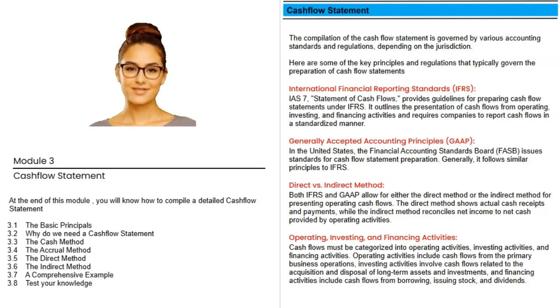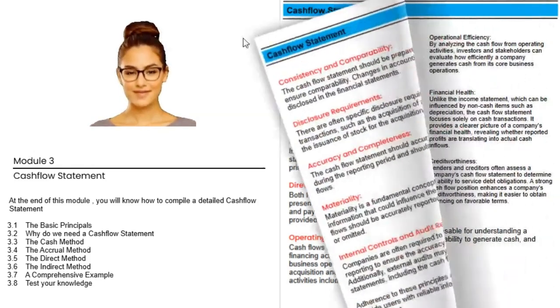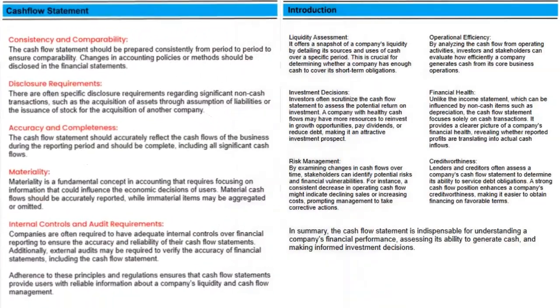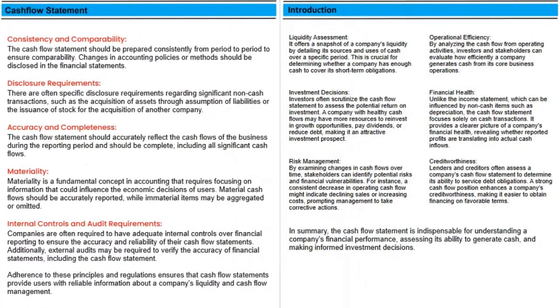We now come to consistency and comparability. The cash flow statement should be prepared consistently from period to period to ensure comparability. Changes in accounting policies or methods should be disclosed in the financial statements. The ultimate goal of any set of accounting principles is to ensure that a company's financial statements are complete, consistent, and comparable. This makes it easier for investors to analyze and extract useful information from the company's financial statements, including trend data over a period of time.